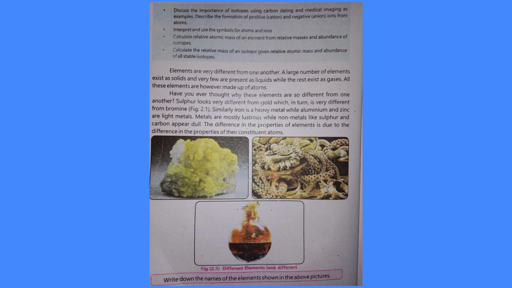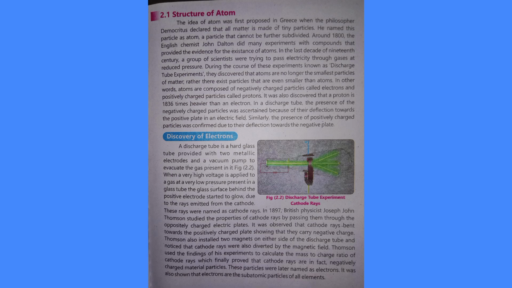Metals are mostly lustrous, while non-metals like sulfur and carbon appear dull. The difference in the properties of elements is due to the difference in the properties of their constituent atoms.